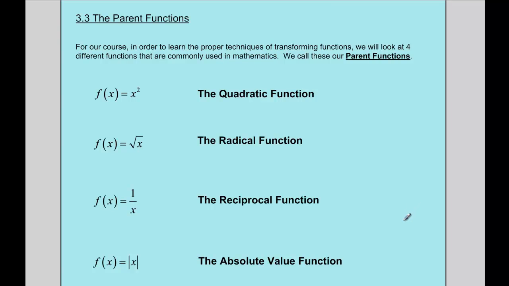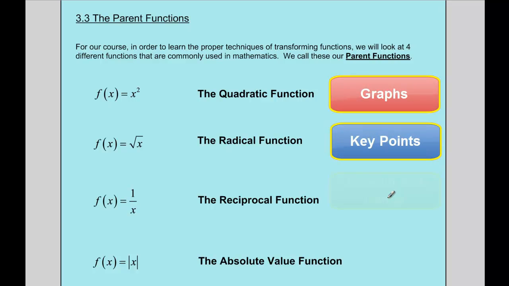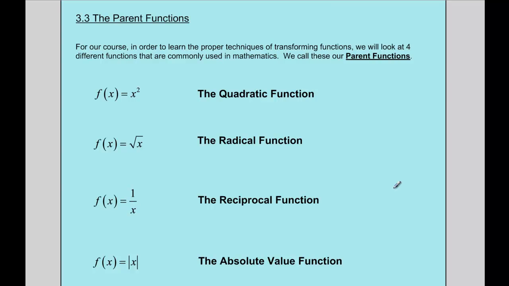And there you have it, our 4 parent functions: the quadratic function, the radical function, the reciprocal function, and the absolute value function. Remember, you need to memorize what the graphs look like, what the key points are, and what the domain and the range are. And for the reciprocal function, you need to know where the asymptotes are. Knowing this is very important, and if you don't remember what the key points are for any of these 4 functions, or what the graphs look like, then you're going to have a very difficult time graphing any of their transformations. So your job today is to make sure that you have all 4 of these key points, graphs, and domain and ranges memorized for these 4 parent functions.